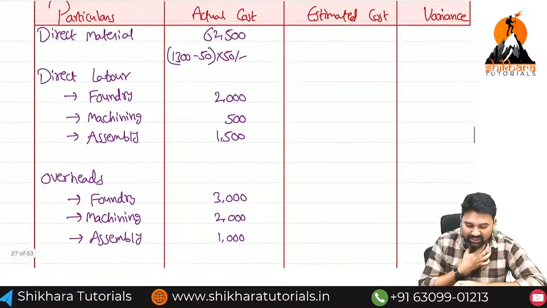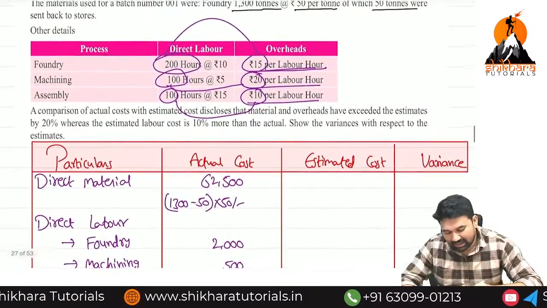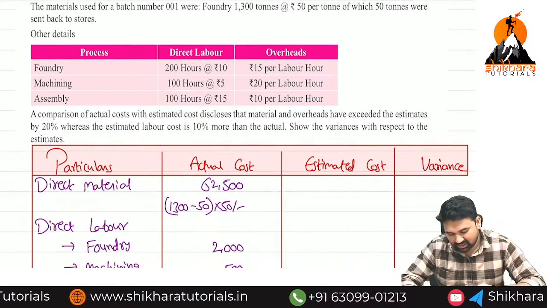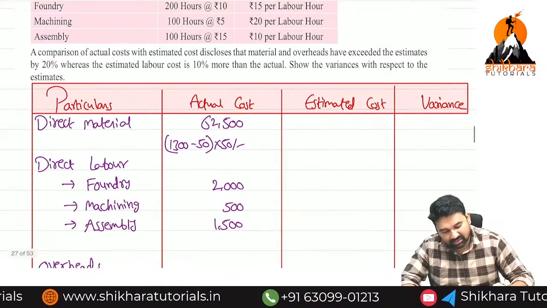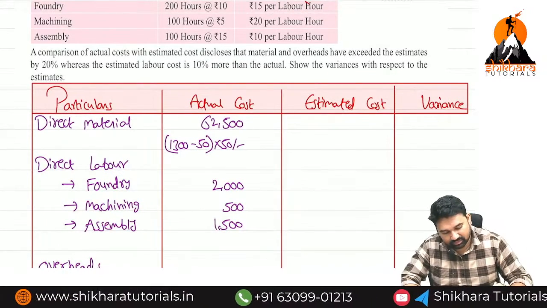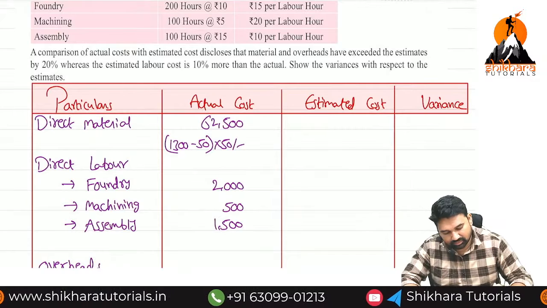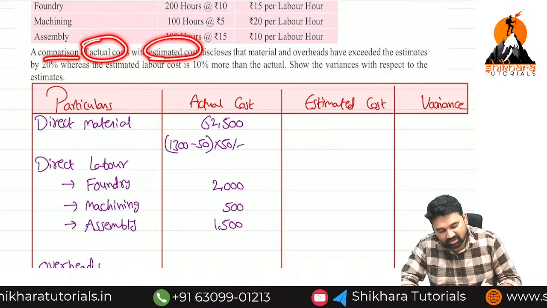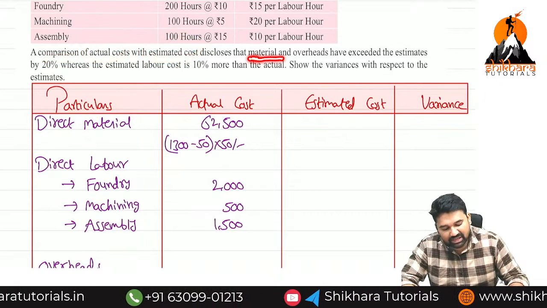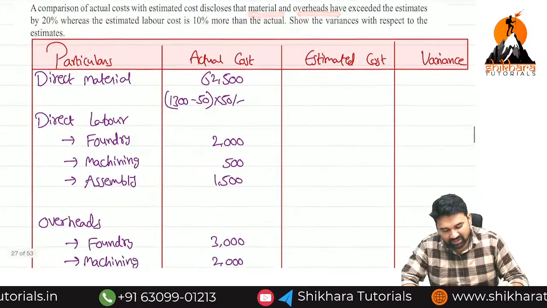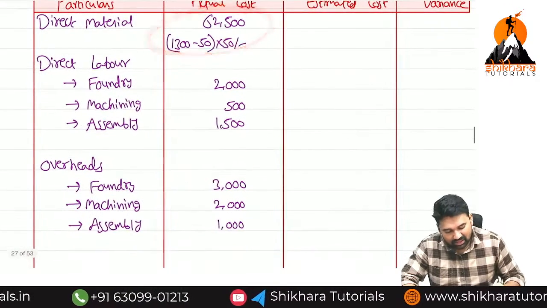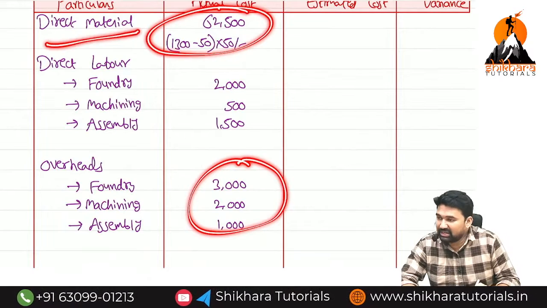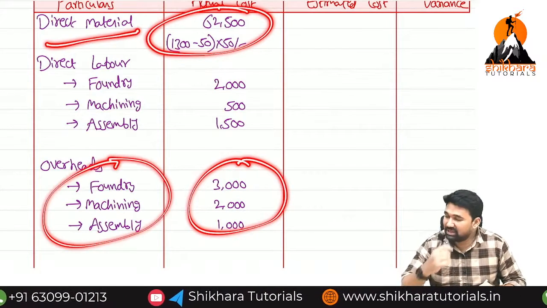So these are the details. And at last, very important thing, the given information. Comparison of actual cost with estimated cost is discussed. Material and overheads. Material, this is material, right? These three are overheads, right?